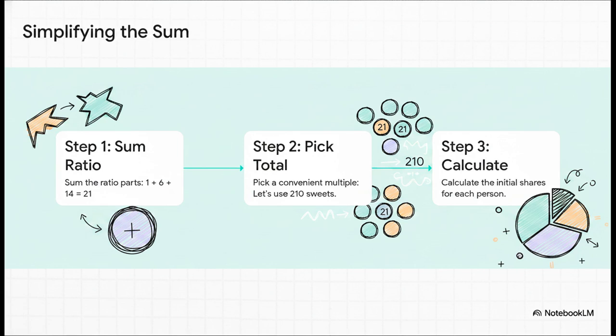First, you just add up the parts of the ratio. So 1 plus 6 plus 14, that gives us 21. Now the trick is to pick a multiple of 21. Let's go with 210. Why? Because it guarantees all our starting shares are going to be nice, clean, whole numbers. It's a fantastic way to dodge messy fractions right from the start.